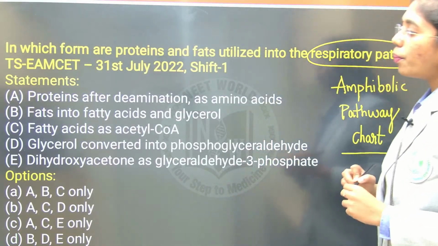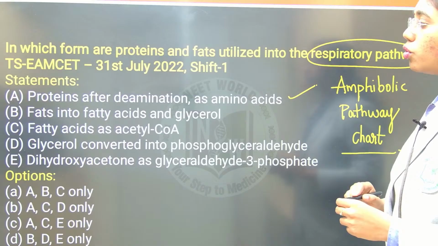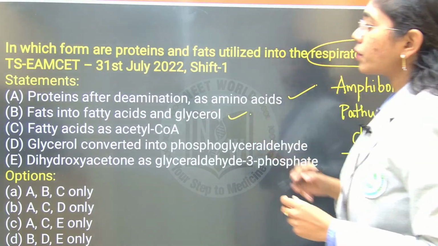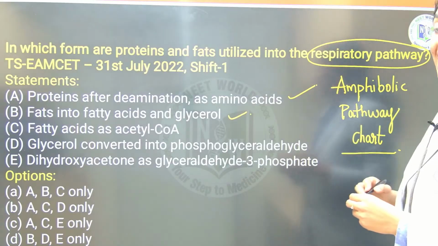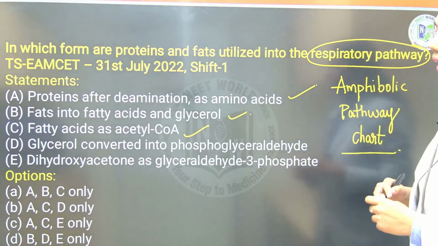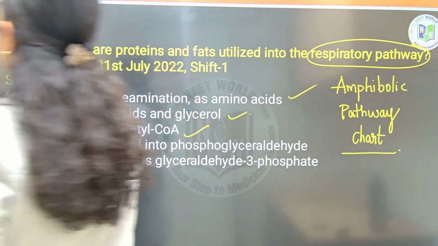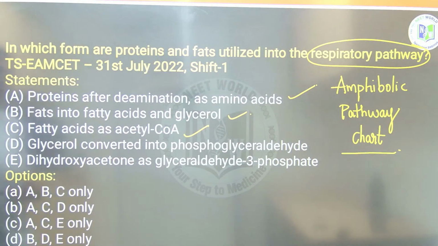Look here. Proteins after deamination form amino acids, true. Fats into fatty acids and glycerol, correct. Fatty acids as acetyl-CoA, true. Glycerol is converted to phosphoglyceraldehyde, dihydroxyacetone as glyceraldehyde 3-phosphate. So, here if you look into the statements properly, in which form are proteins and fats utilized into the respiratory pathway? How they are coming into the respiratory pathway is important.